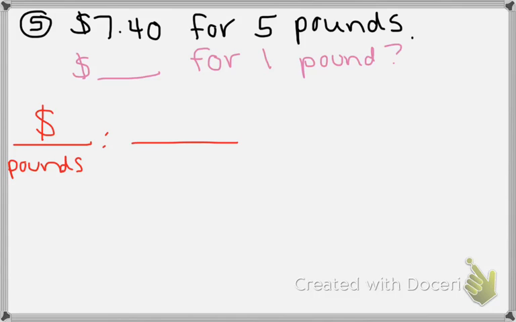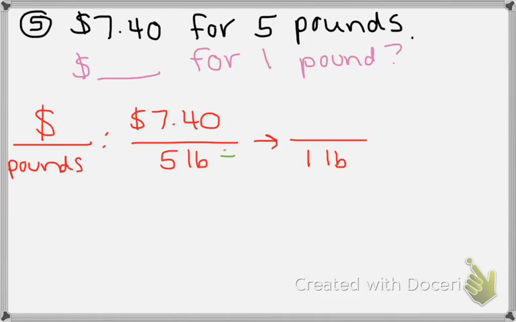Then we can start to fill in. So we have $7.40, and we have 5 pounds, and the abbreviation for pounds is LB. So we want to go from 5 pounds to 1 pound. And in order to do that, we have to divide 5 by 5. Whatever you do at the bottom, you do to the top. Okay, so now we will do long division. So go to the bottom here.